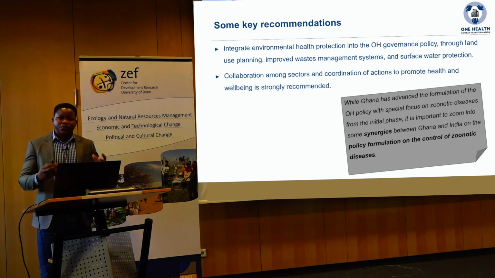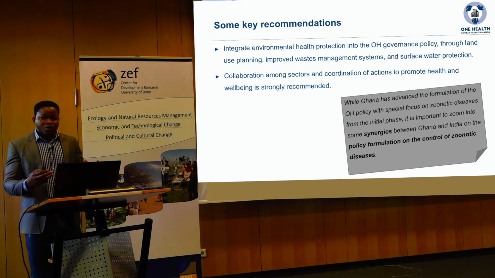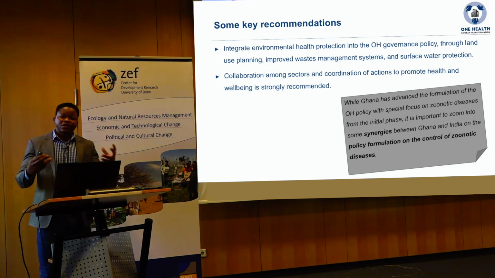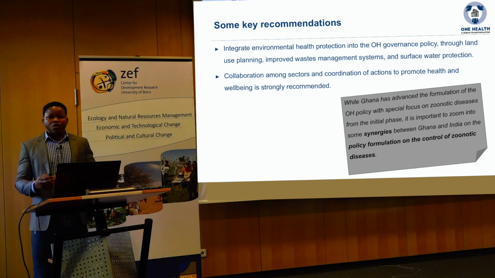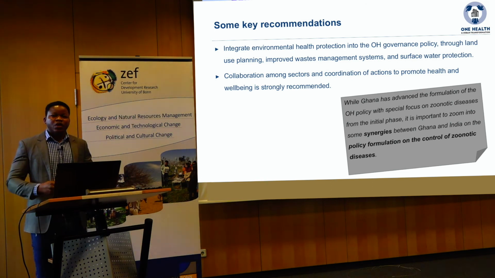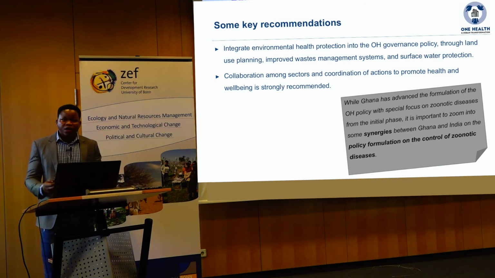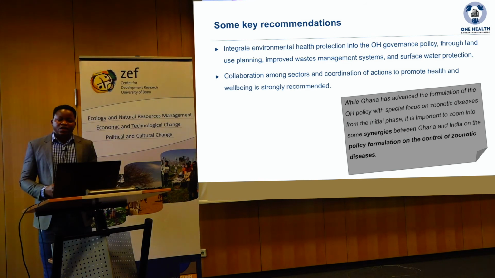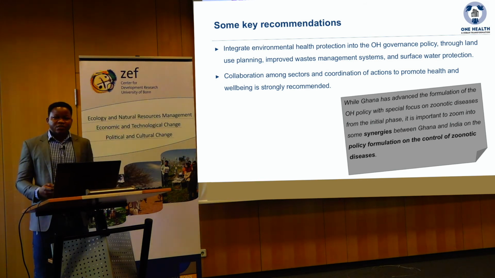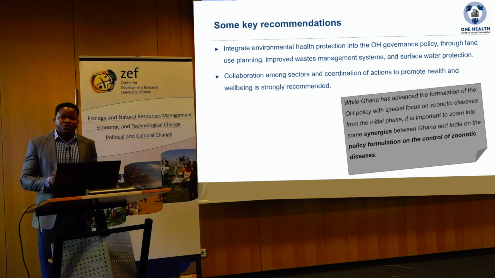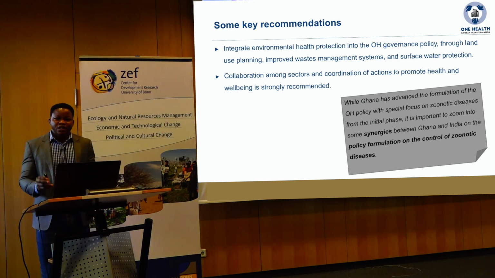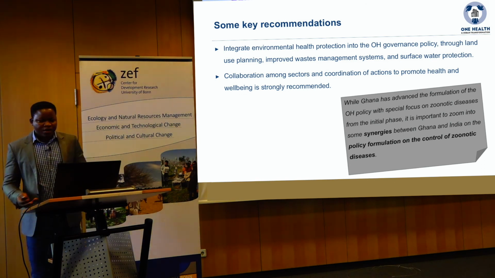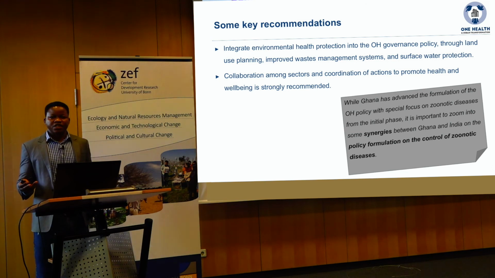So there's the need to integrate the environmental component into the One Health policy, focusing on promoting the environment and also implementation of land use plans, improved waste management systems, and then protecting surface water systems in the area. This together will improve the environmental health quality as well as the human health and then animal health. How can this be achieved?